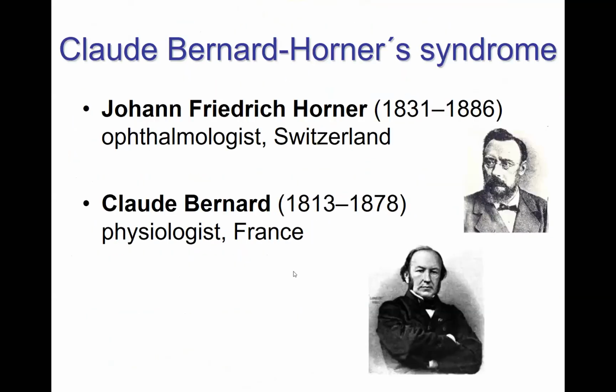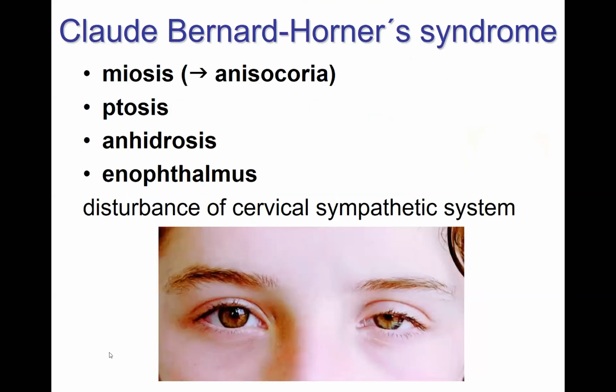So now let's talk about a very specific syndrome. It's named after two physiologists who first described it, one in French, one in German. So it's called Claude Bernard-Horner's syndrome. Yeah, the syndrome of Claude Bernard and Johann Friedrich Horner. How does the syndrome look? Here are some symptoms, and we have to explain why the symptoms are like that. Yeah, very important. We also examine this.